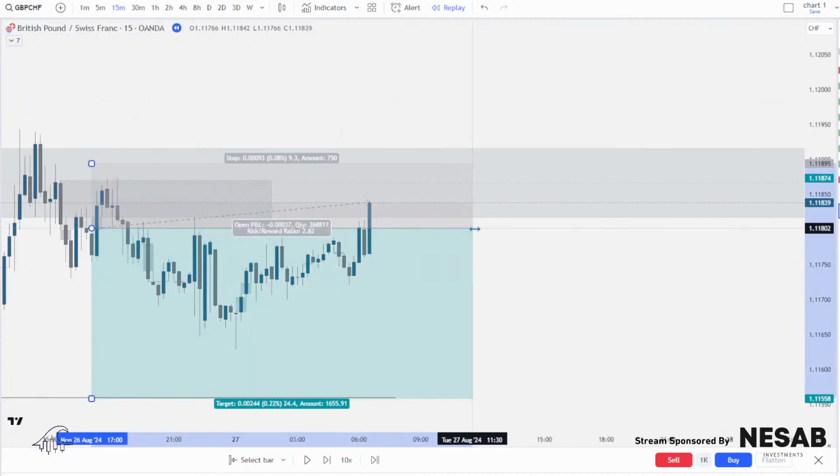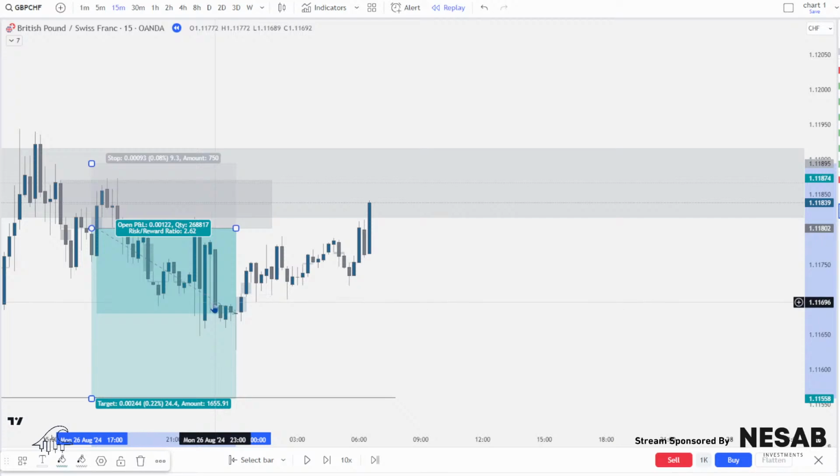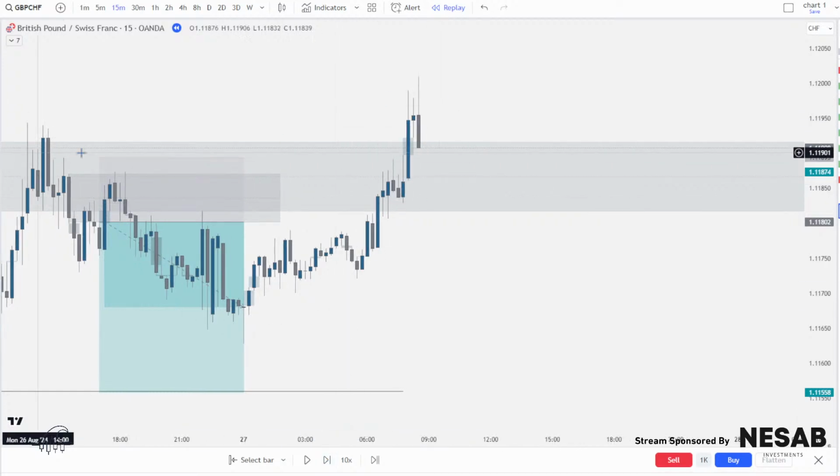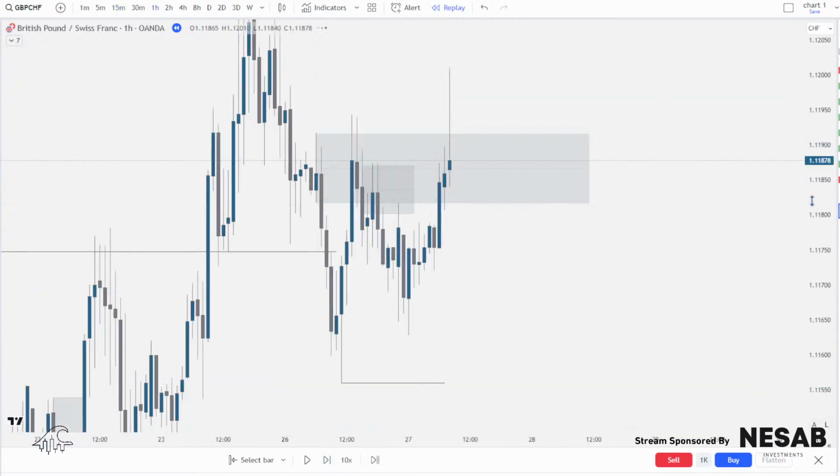Still completely valid if you left it open. I think a lot of people would have closed out at this close here. Market close isn't a great time to hold a position. And then price action comes up and takes the high. So in this case, again, only a partial move there.